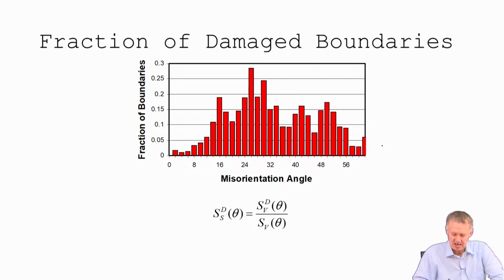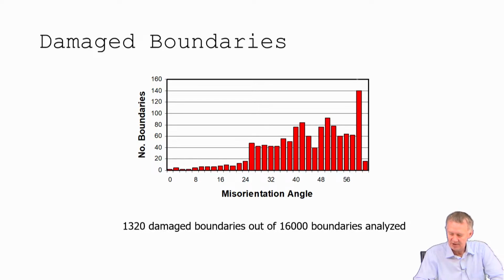And if I take, this is just kind of an aside here, but if I look at all the boundaries that have been damaged and then I divide that by all of the boundaries in the distribution, then I get a fraction of boundaries that are damaged of a given type, right? So now I can come in and say, I have a lot of boundaries out here at 60 degrees, 50 degrees that are being damaged.